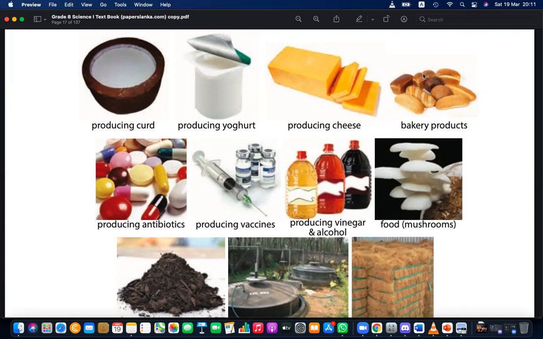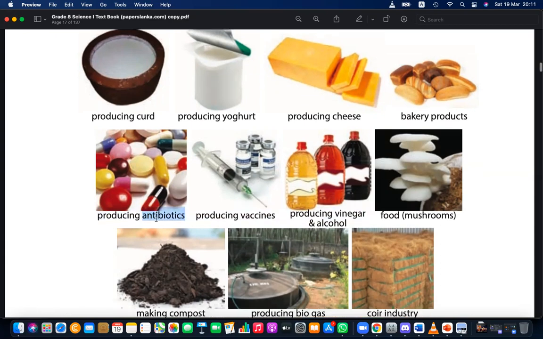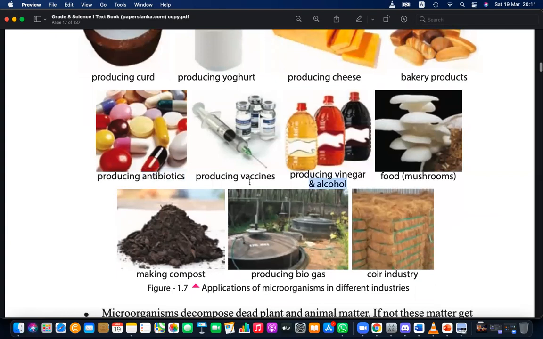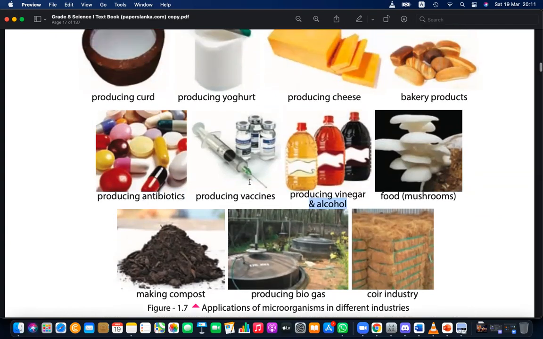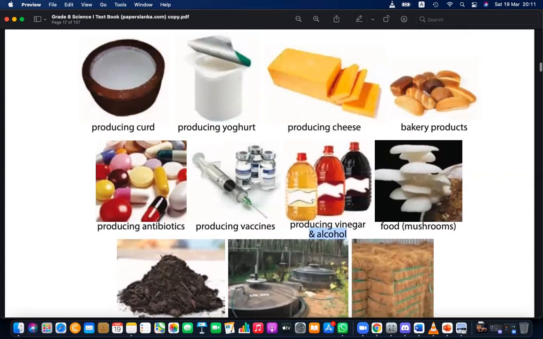And even in bakery products, we learned that yeast can be used because it emits carbon dioxide, which makes the bread soft. And for antibiotics, mold fungus is used to create penicillin-like antibiotics. And producing vaccines: you learned about COVID-19. Most of the vaccines related to COVID-19 are inactivated viruses. A virus is considered a microorganism.